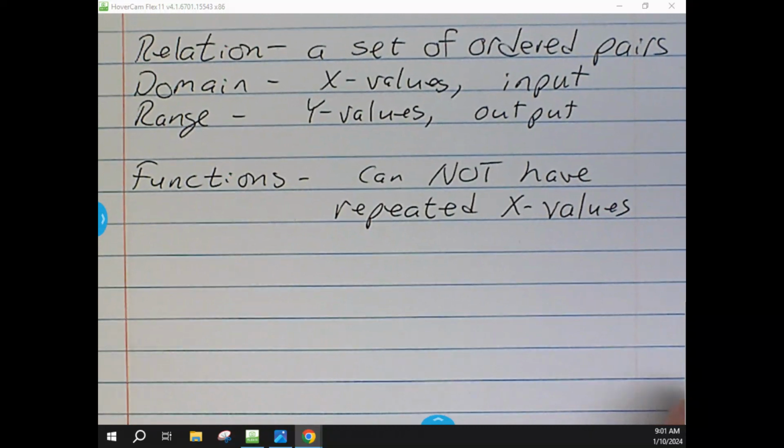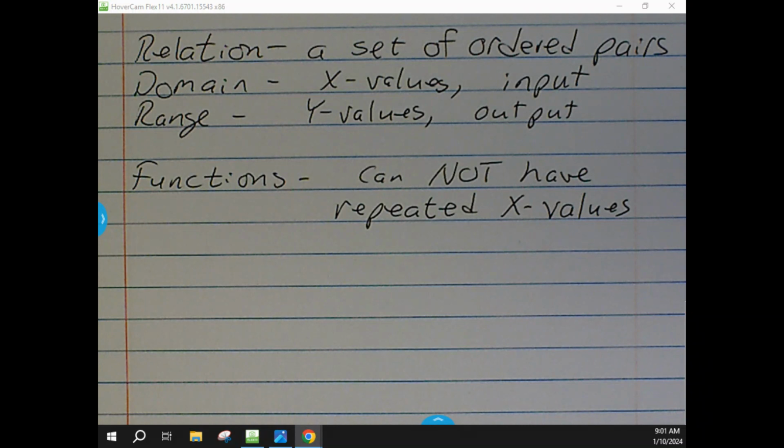If you push a button and you've got repeated x values, if you plug in some button on this thing, you might get a Coke. You might also get a Diet Dr Pepper or something like that. So it's going to take you off in two different directions. Functions are saying, if you give me one number to plug in to this particular function, I can tell you every single time what the answer is going to be. It's never going to change. It's always something that you can just repeat.